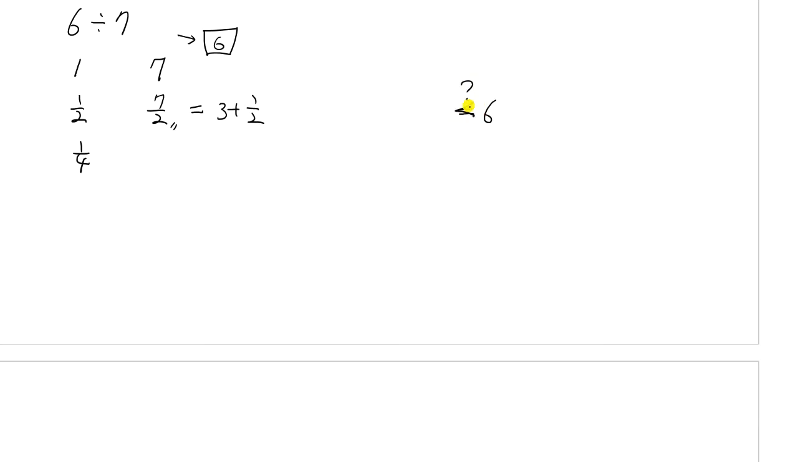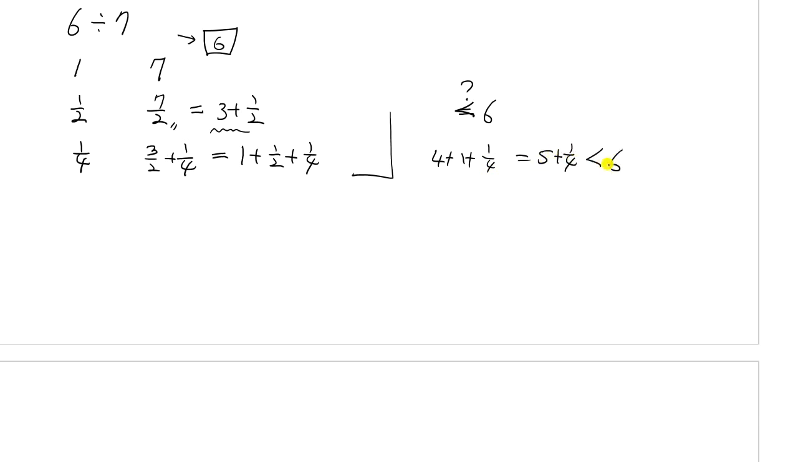It's still less than 6. Then we take the half of that by using this one. So it's 3 halves plus 1/4, and that can also be changed to 1 plus 1 half plus 1/4. Whenever you get integer values, you just write them down. And when you add this much all together, it's 4 plus 1 plus 1/4, which is 5 plus 1/4. So it's still less than 6, not equal to 6 yet.